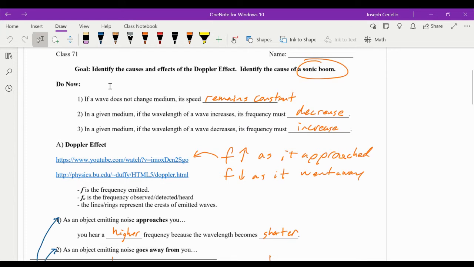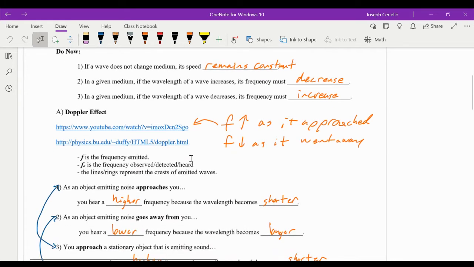If a wave does not change a medium, its speed remains constant. But within a given medium, if the wavelength were to increase, the frequency has to go down. And vice versa. Within a given medium, if the wavelength were to decrease, the frequency has to go up. Just to remember that as we talk about the Doppler effect. So, it's a quick little video, check it out.